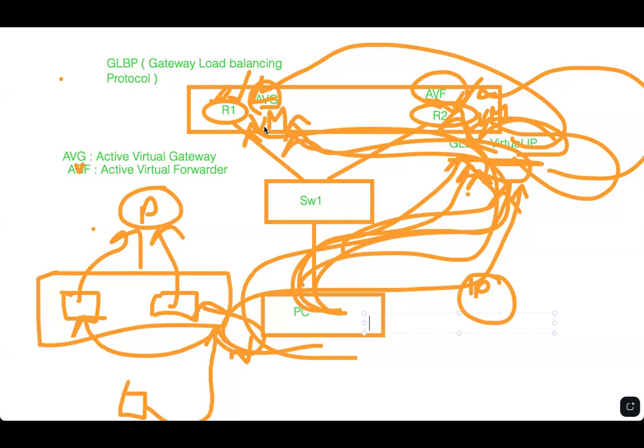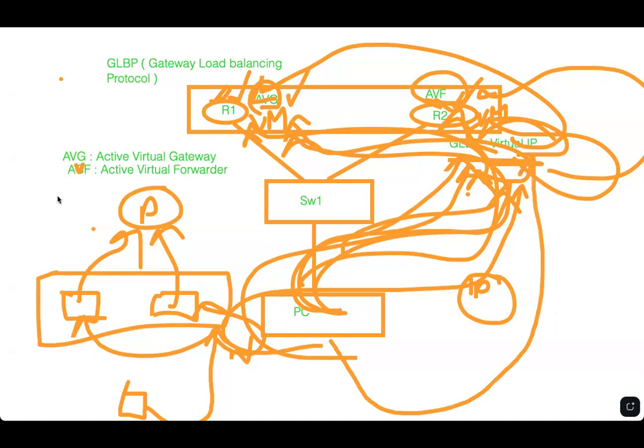Can you explain once again AVG and AVF, sir? Not the operation, but the work done by both AVG and AVF. How exactly is the load balancing happening based on AVG and AVF? AVG is the active virtual gateway, which is the deciding factor for assigning the virtual MAC addresses to all the devices in the group. When the AVG is elected with the high priority, the traffic from the PC will be pointed to the virtual IP.